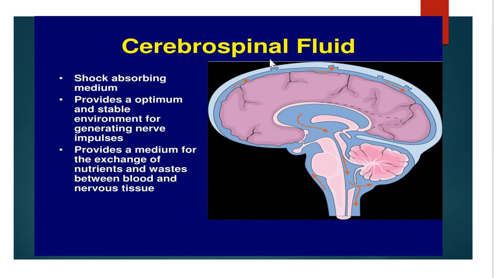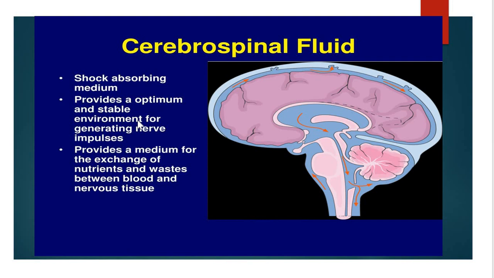Cerebrospinal fluid serves as a shock absorbing medium. It protects the brain and the rest of the central nervous system against jolts and jerks. That is, जो भी आपका friction है या जो भी झटके वटके होते हैं बॉडी में लगते रहते हैं चलने के टाइम पे, ये उनसे हमें प्रोटेक्शन प्रोवाइड करता है. It provides an optimum and stable environment for generating nerve impulses. To create a nerve impulse, many enzymes and ions are required, and all of them are present in cerebrospinal fluid. So उसके लिए एक environment create करती है.